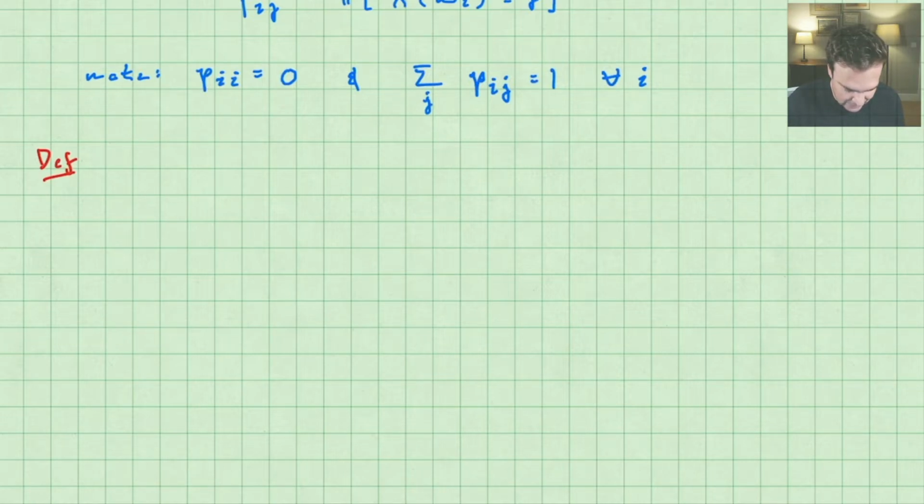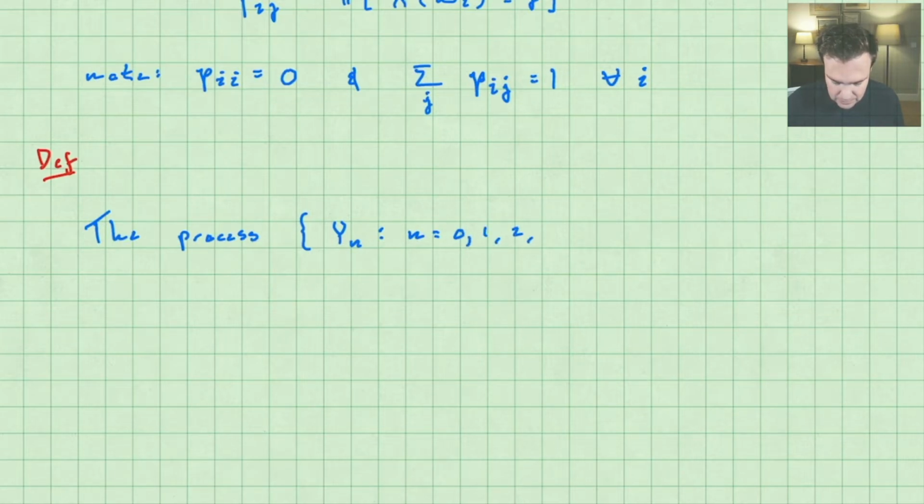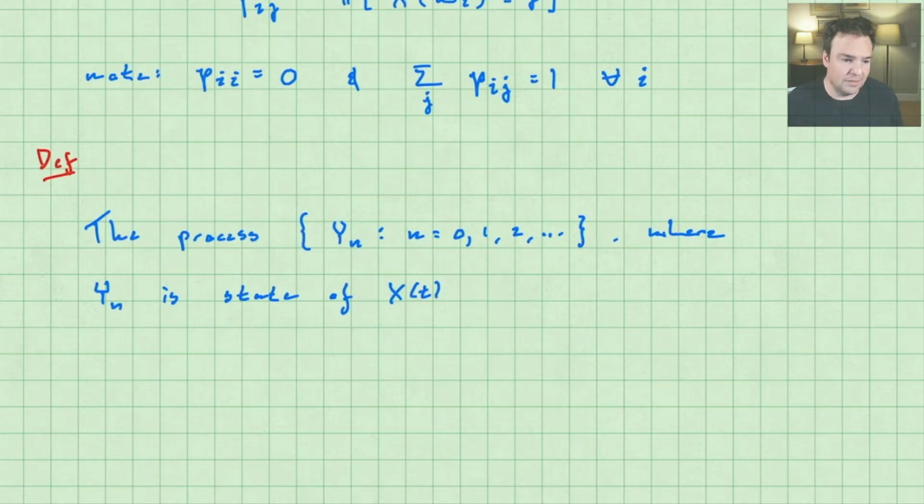So we'll name that. The process Y_n, such that n is equal to 0, 1, 2, and so on, where Y_n is the state of X(t) after the nth transition.